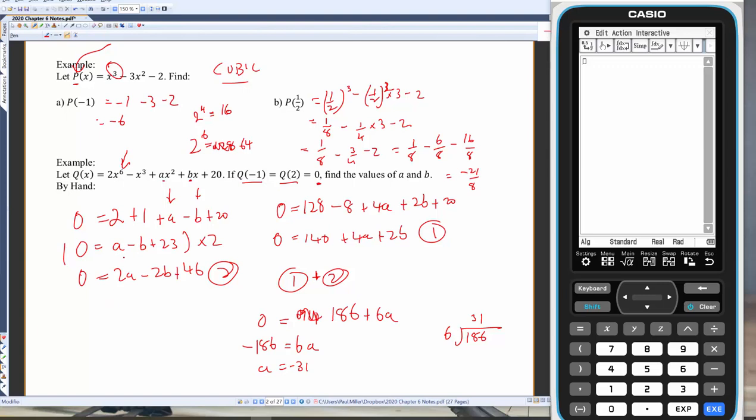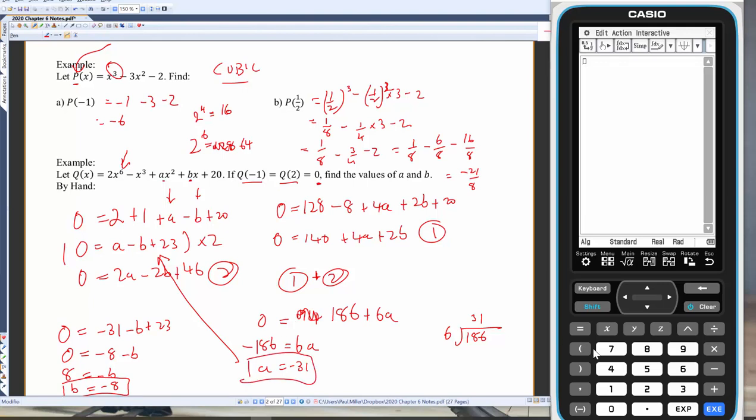All right, now we're going to sub this into something. Which one am I going to do? I'm going to put it into this one. 0 equals -31 take b plus 23. 0 equals, that's going to be -8 take b. 8 equals -b. b equals -8. All right, that was a bit harder than I thought it would be.